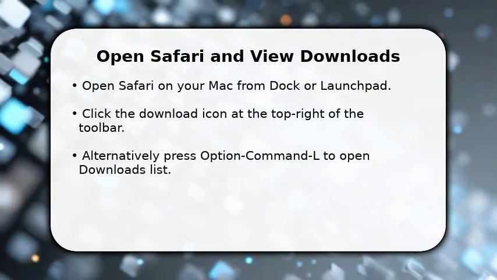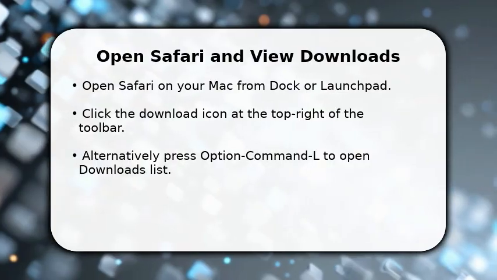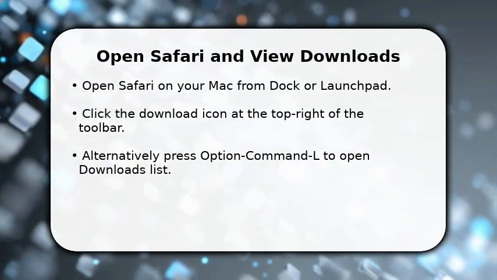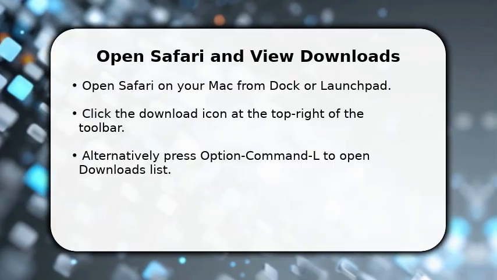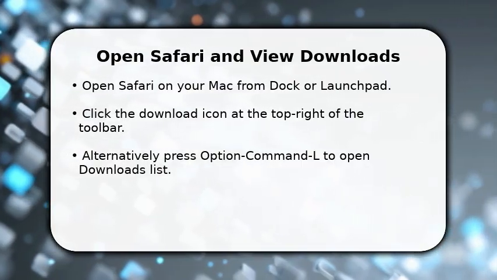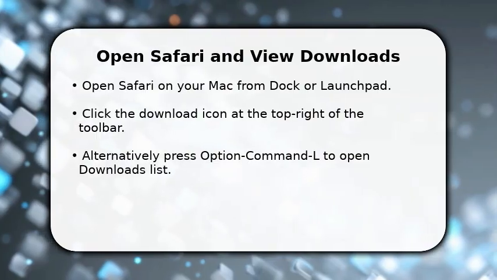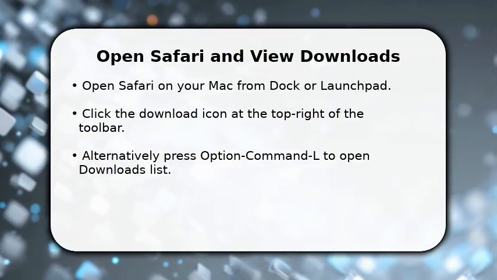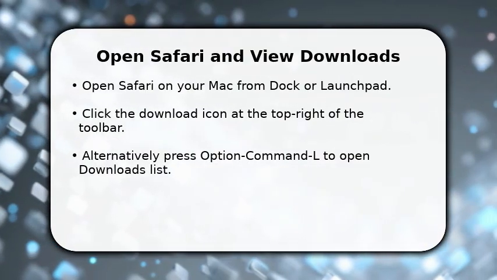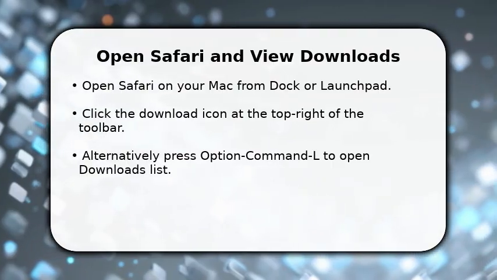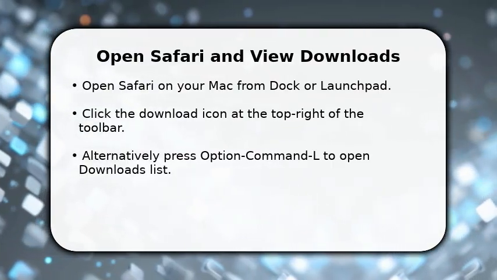You're starting in Safari. Open it and head straight to the top right toolbar. Click the circular download icon to reveal recent downloads, or use Option Command L as a shortcut. This list shows file names, sources, and progress, so you know what completed versus what is still downloading. Once done, you can click any item to reveal it in Finder.